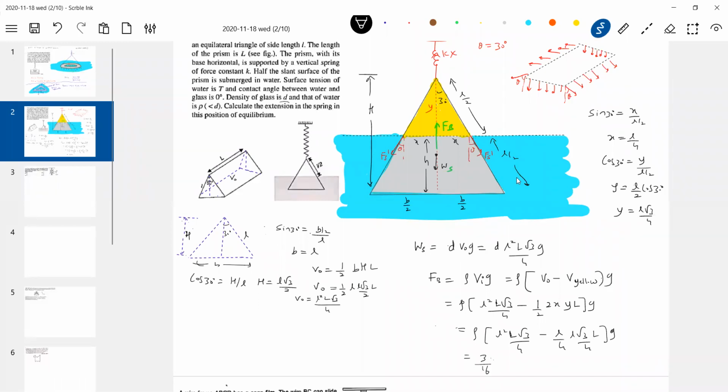Sir, half into L by 4, sir. Okay, here the 2 gets cancelled, no? X is L by 4. Y is what? L root 3 by 4. Okay?